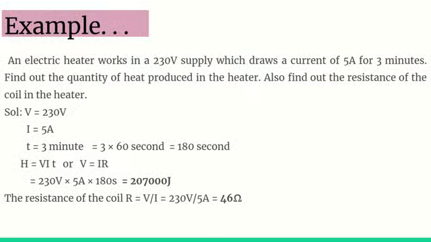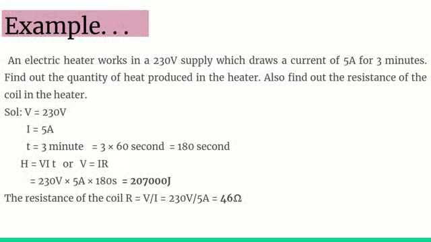Using the equation for heat H is equal to VIT, we get V as 230 volt into 5 ampere into 180 seconds, which calculates to be 2,07,000 joule. Now we need to calculate the resistance R using the Ohm's law. R is equal to V by I. We get 230 volt divided by 5 ampere, which is 46 ohm. So the resistance of the coil used here is 46 ohm.